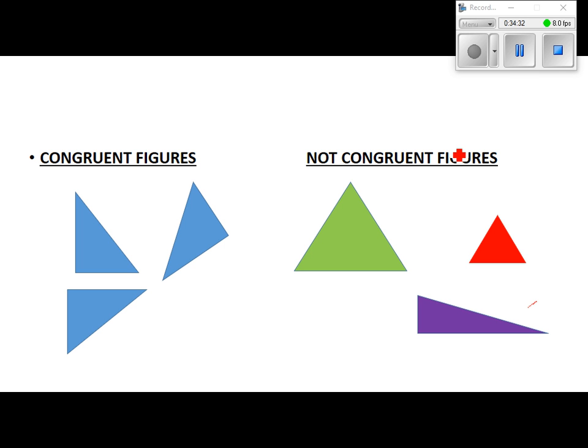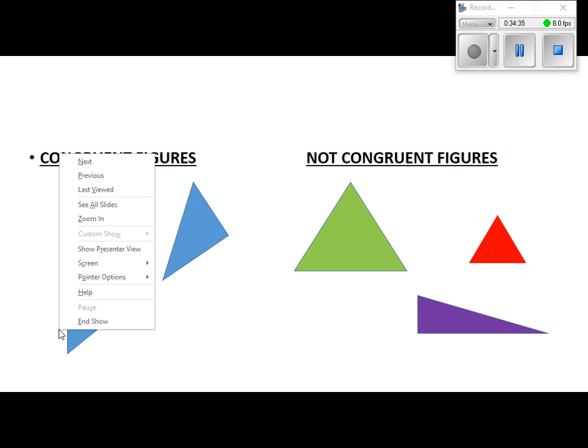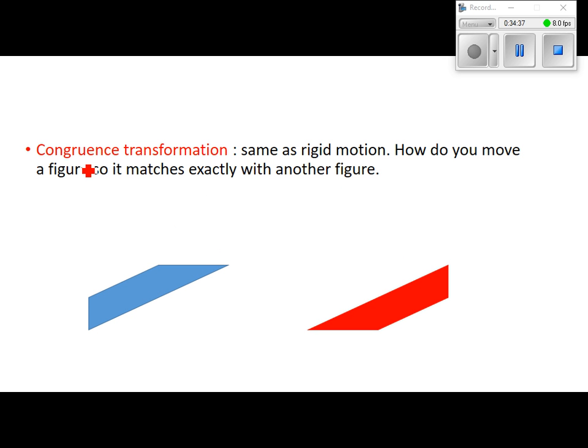Why are these two shapes not congruent? They're similar, but they're not the same size. Different sizes. All right, write this down. A congruency transformation means the same thing as a rigid motion. So how do you move a shape to get it to match up to another one without actually changing the shape? That's why we're not doing dilations yet, because is a dilation going to be a rigid motion? No, it's going to change the shape. We want them to match up exactly with each other.